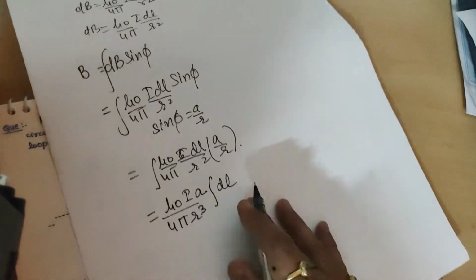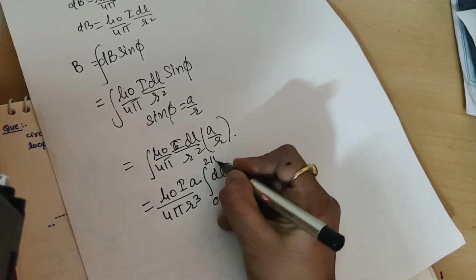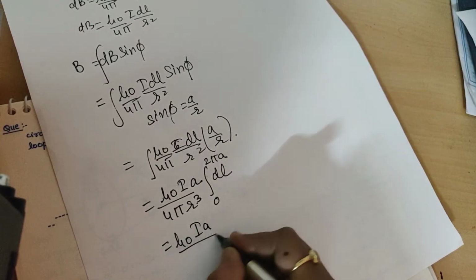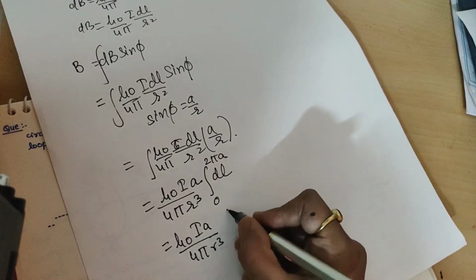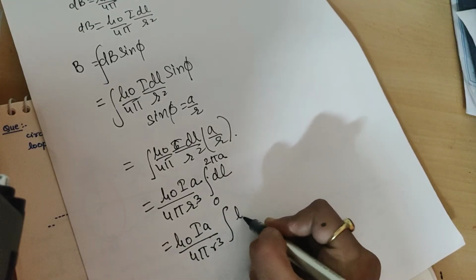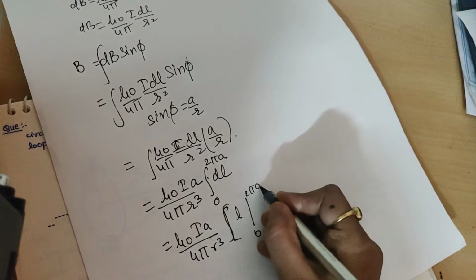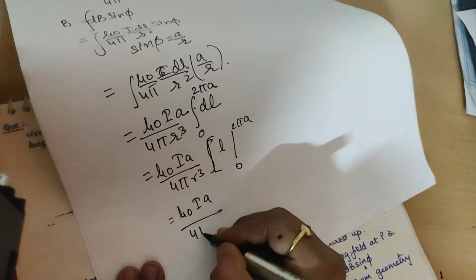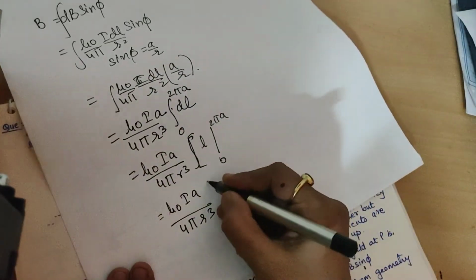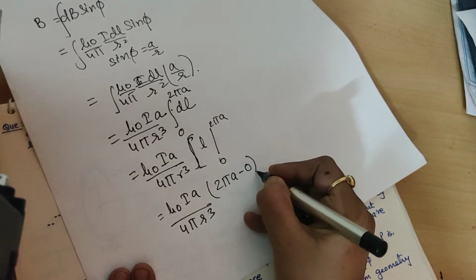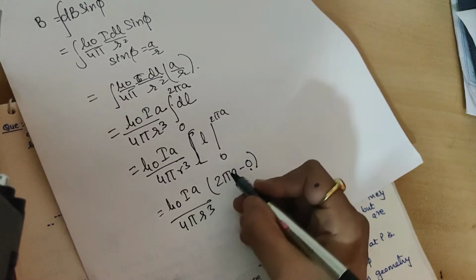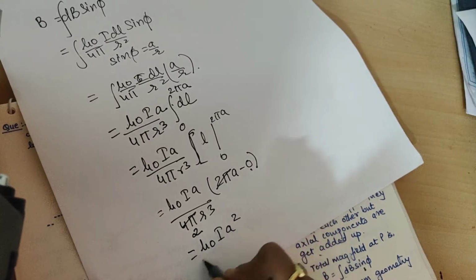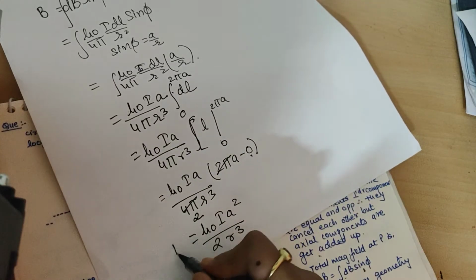So what would be the integration limit? From 0 to 2 pi a, the whole circumference. So this would be mu naught I a upon 4 pi r cube. Integration of dl becomes L. So upper limit minus lower limit. So mu naught I a upon 4 pi r cube into 2 pi a minus 0. Upper limit minus lower limit. You can see that this 2 pi goes away. So this becomes mu naught I a square upon 2 r cube. So this is the total magnetic field.